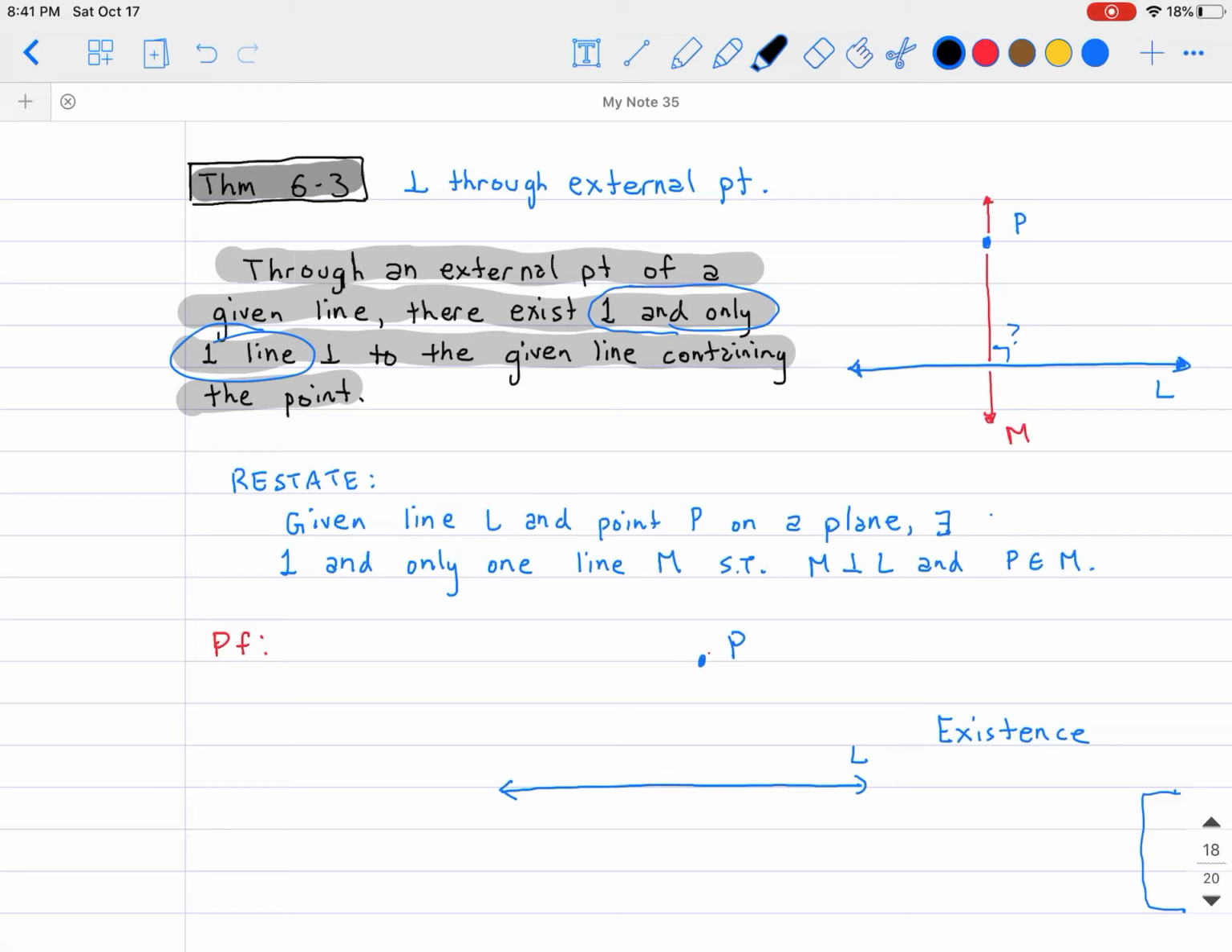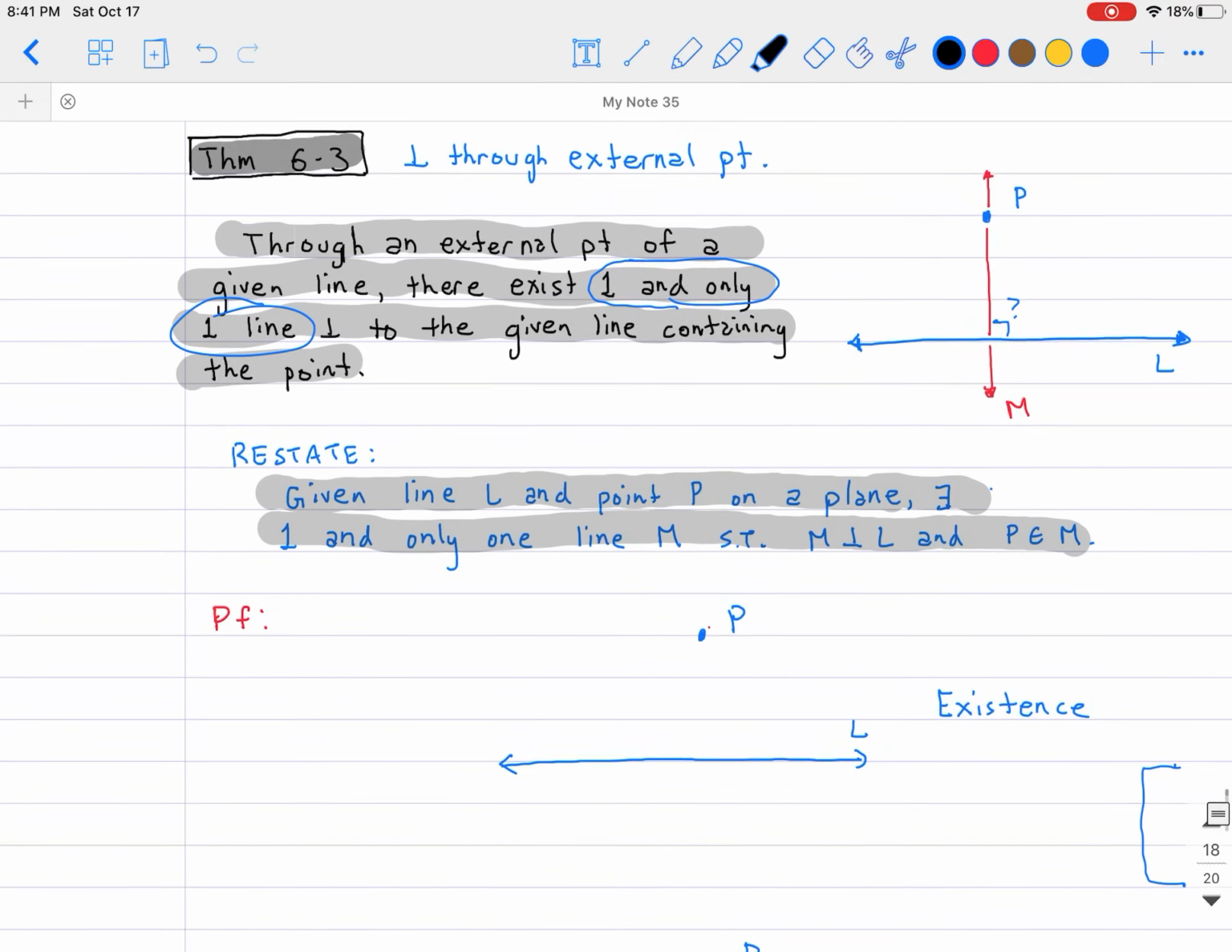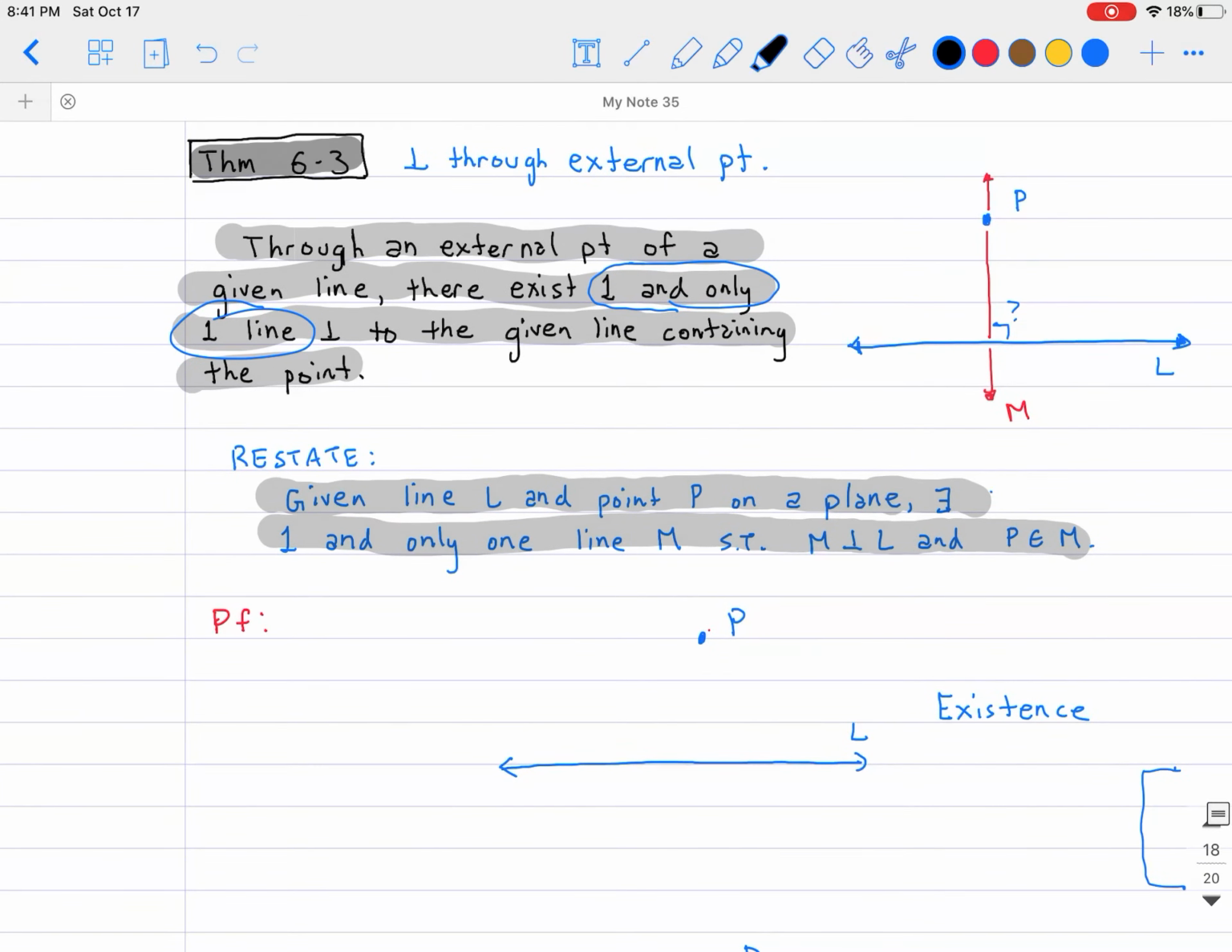So let's go ahead and see if we can prove this. And yeah, let's go at it then. So here, once again, I'm going to write it as a restate. So for the sake of coming up with a proof, the restate is going to be: given line L and point P on the plane such that P is not on L, there exists one and only one line M such that M is perpendicular to L, and also P is on line M.